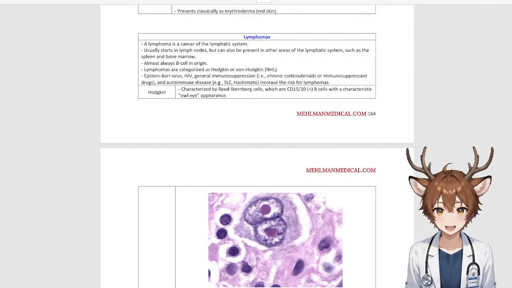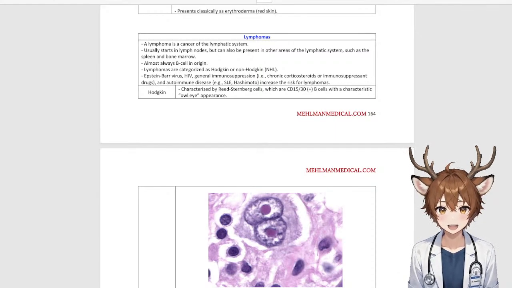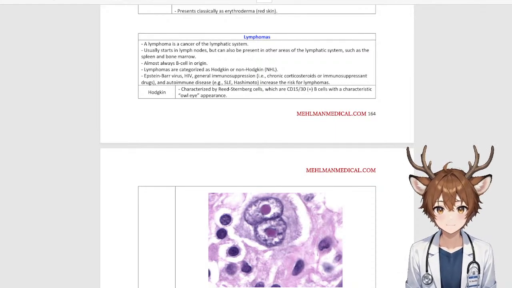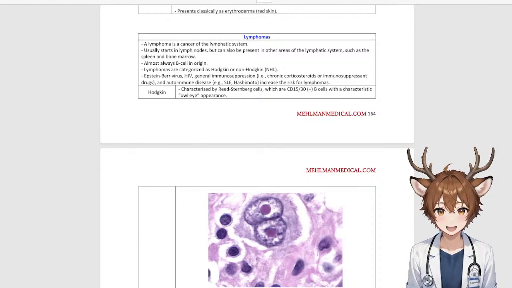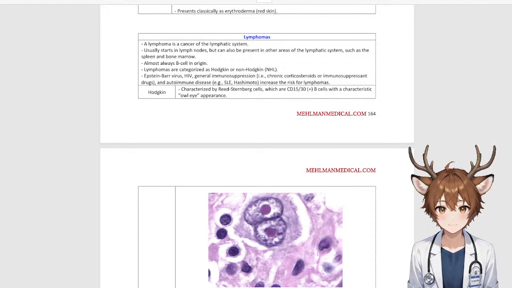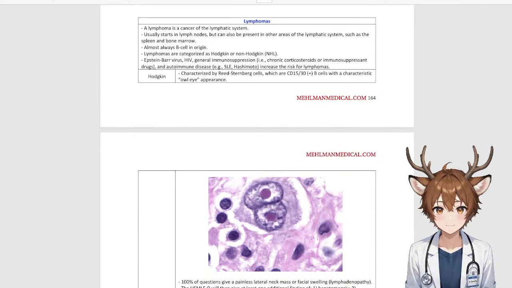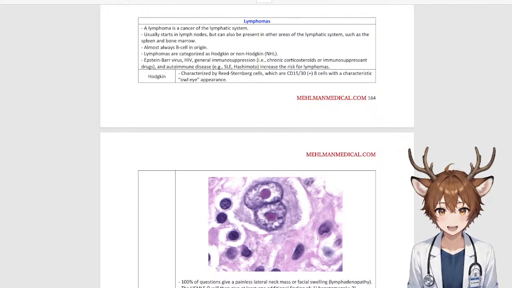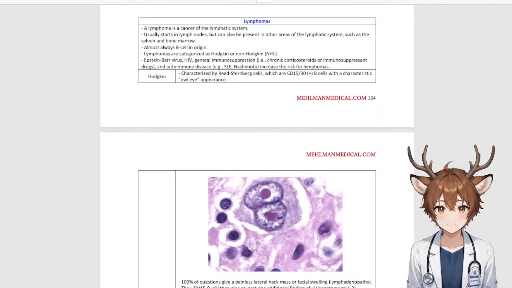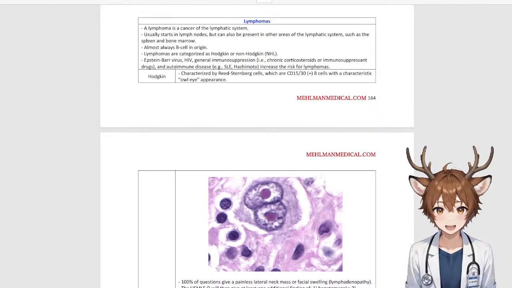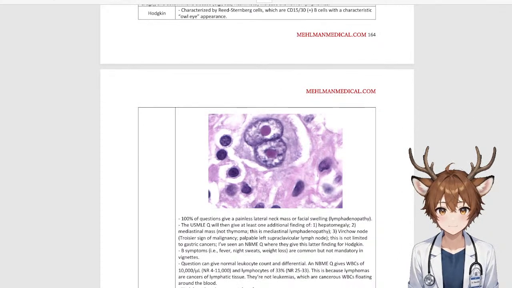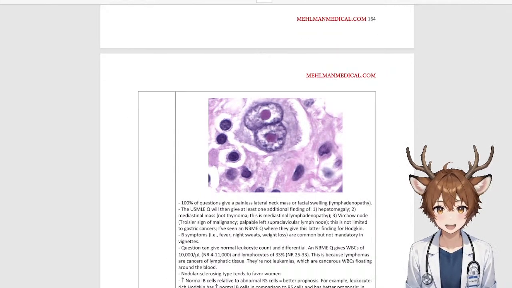Hodgkin lymphoma, characterized by Reed-Sternberg cells, which are CD15/30 positive B cells with a characteristic owl eye appearance. Or plus B cells, I should say. Or is that positive? I'm not sure. I think they mean CD15/30 positive B cells, yeah. So anyway, let's continue Hodgkin's lymphoma.